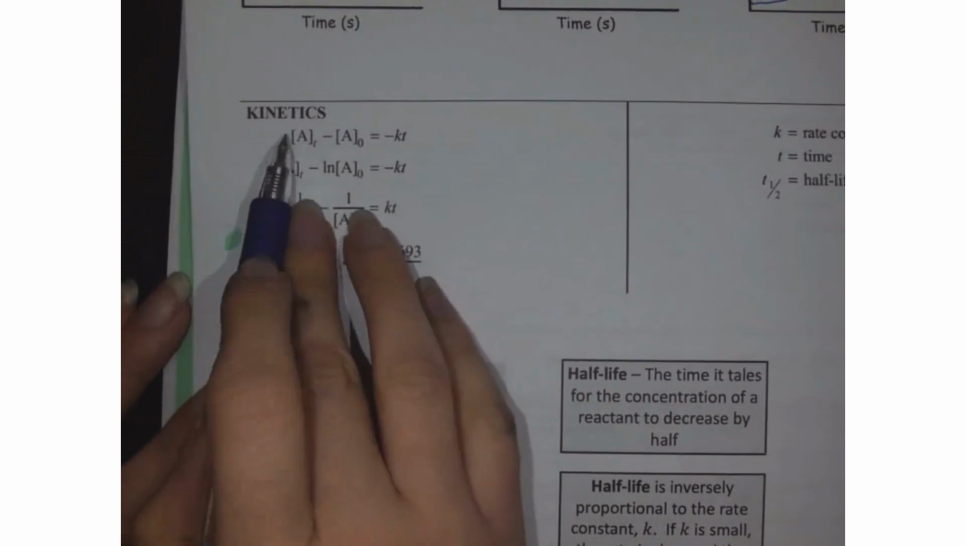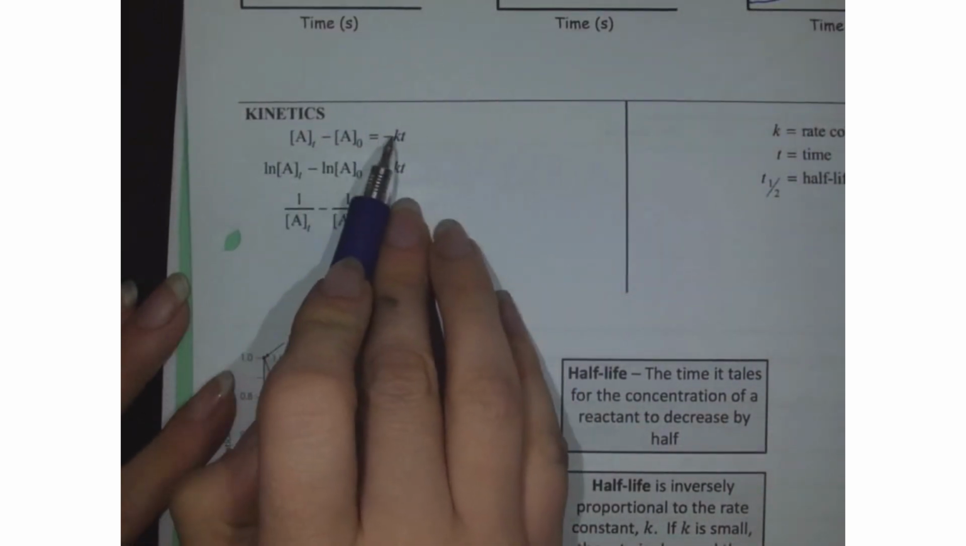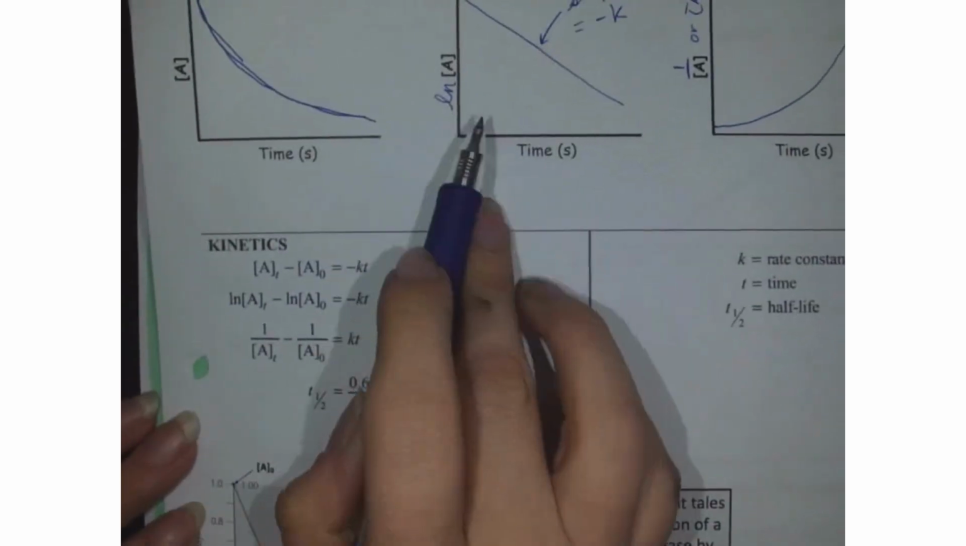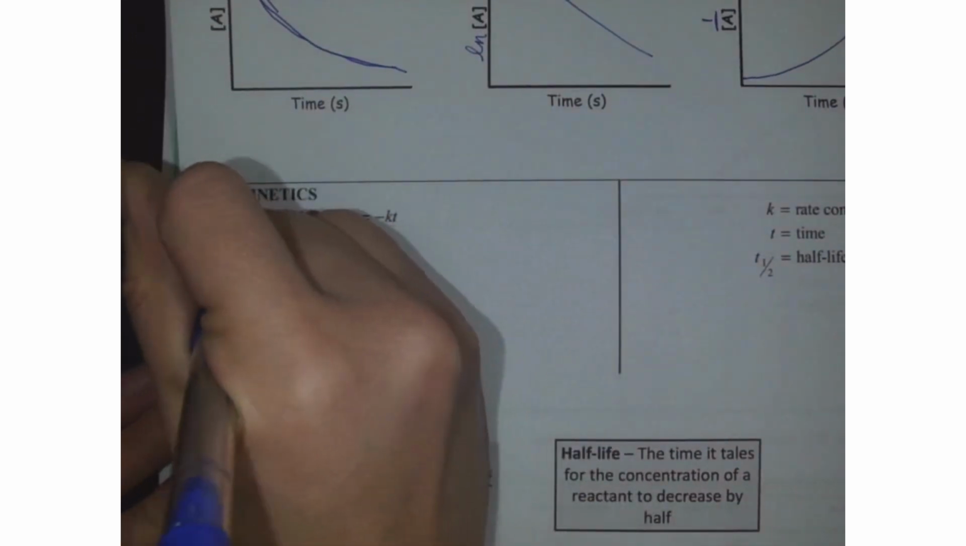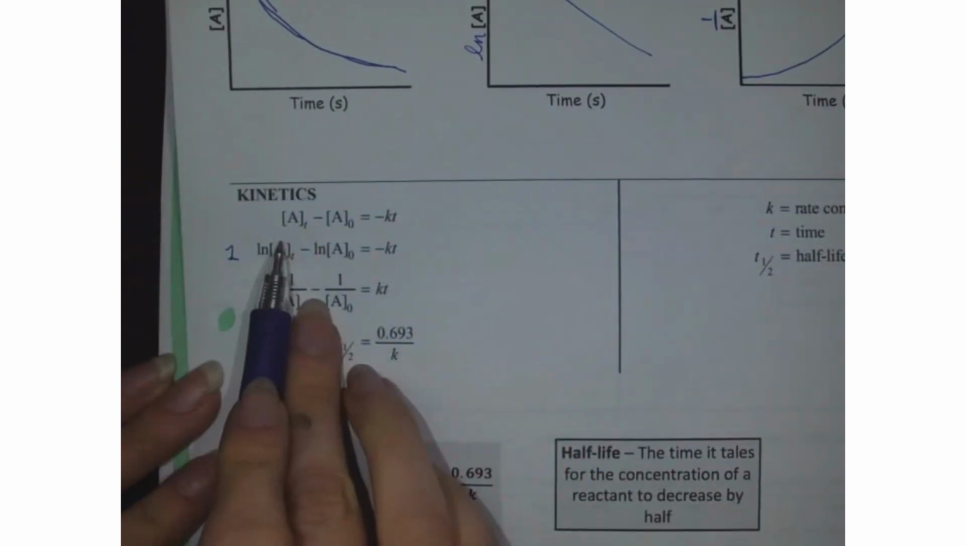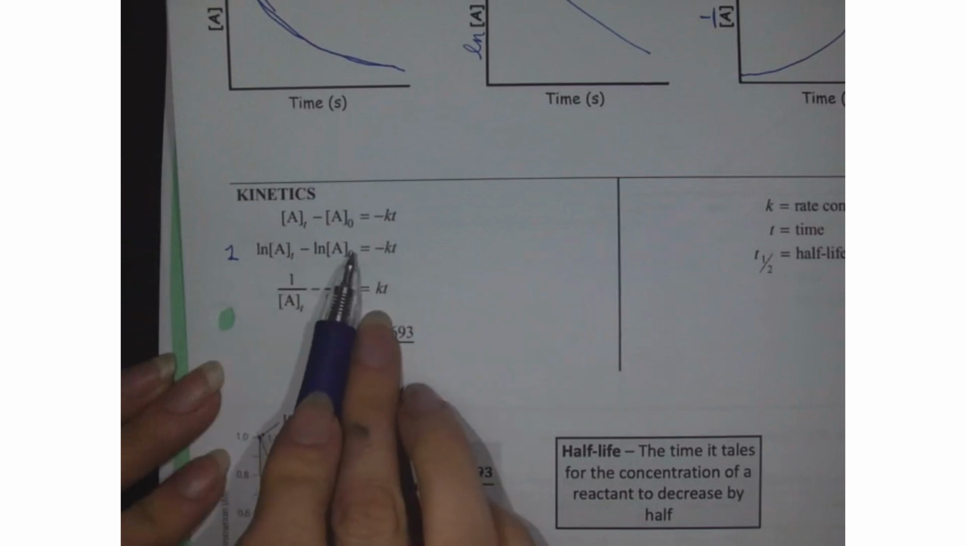And like we said before, this first equation only goes for zero order. So if this is the graph I'm getting, I am not using this equation. The second one is what goes with first order. So this is what I would be using right there.